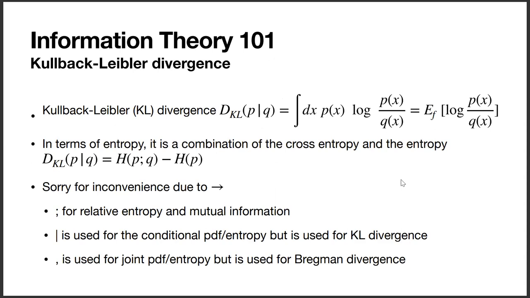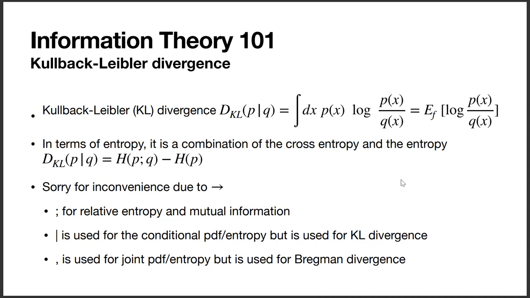So I introduced you two definitions. One is the Bregman divergence, which is defined with a convex function, and using that, the special case of the convex function X log X provides you the Kullback-Leibler divergence, which is mostly used in information theory. So this is the one that we are trying to use repeatedly. The Kullback-Leibler divergence is defined as p(x) times log p(x) over q(x). In other words, this is the expectation of log p over q with the PDF choice of p.